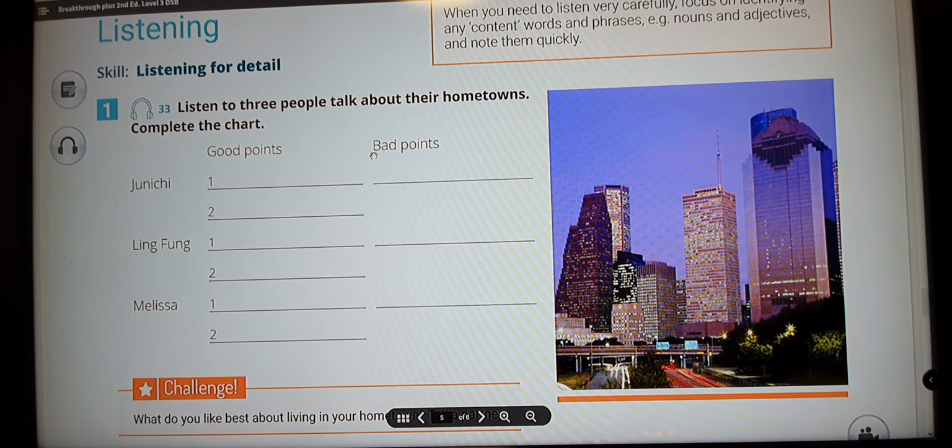Okay, this time we're going to listen to 3 people talk about their hometowns, and it asks you to complete the chart. So we have 3 people. What are the good points about their hometowns, and what are the bad points?